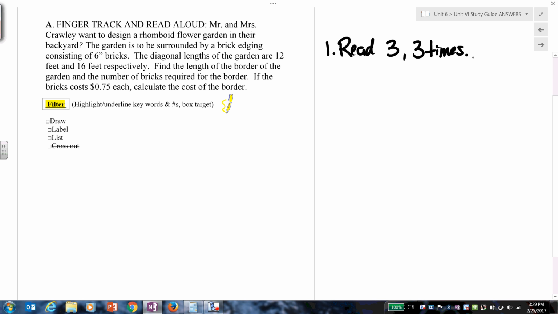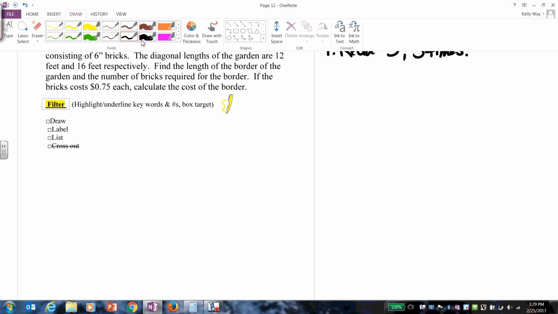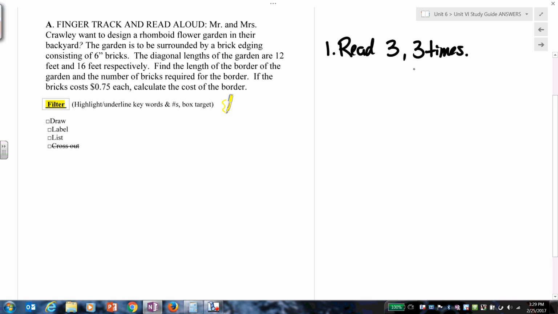Very, very important. You read with your finger on the paper, your lips moving, and your eyeballs tracking with your finger. Let's do this round 1. You do not immediately underline. 3 body parts 3 times. So the first time of the 3 times, you're simply reading with the 3 body parts.